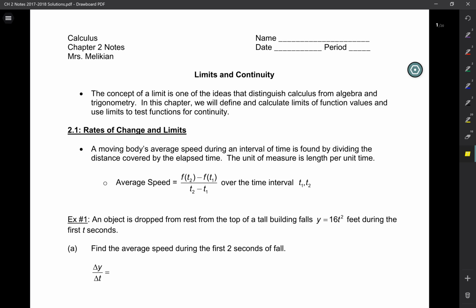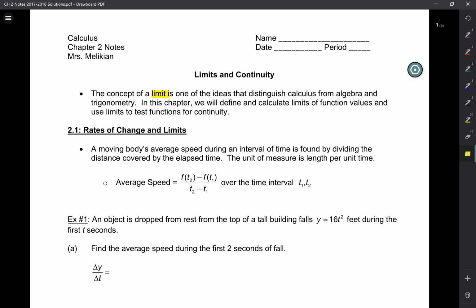So we're going to start talking about limits and continuity. And as I mentioned, this is now the real actual calculus part that we're starting on. Okay? And a limit is what basically sets calculus apart from everything else. It's that concept of a limit.